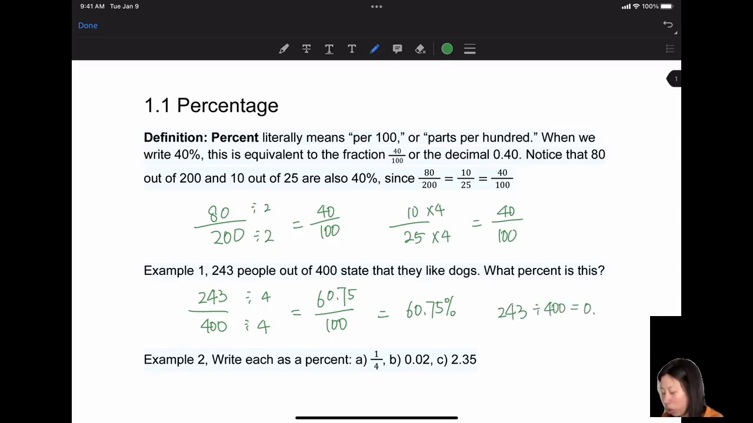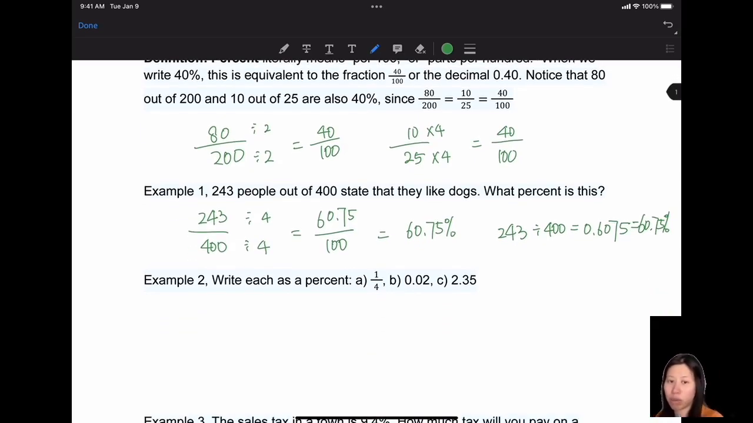This is equal to 0.6075, which is 60.75%. Okay, so now write each as a percent. The first one, 1 over 4. If you use a calculator, 1 over 4 is equal to 0.25. And then after you get the decimal, you times 100 to get the percentage. This is equal to 25%.